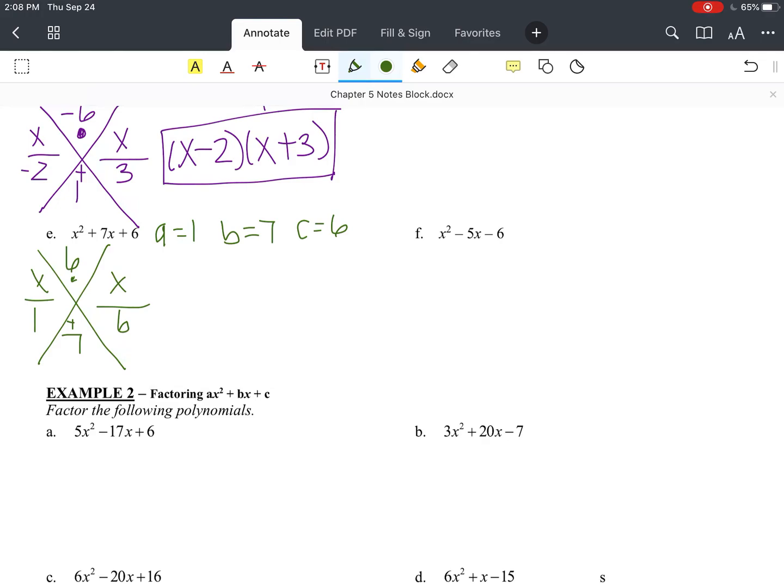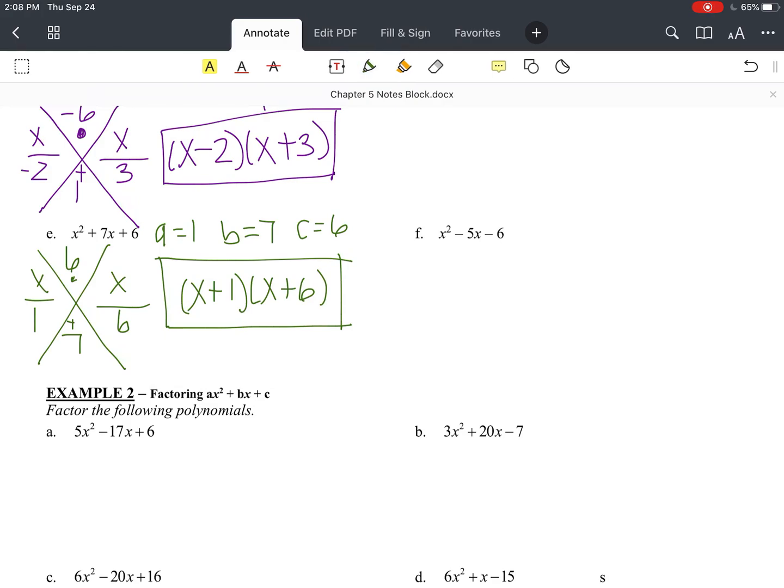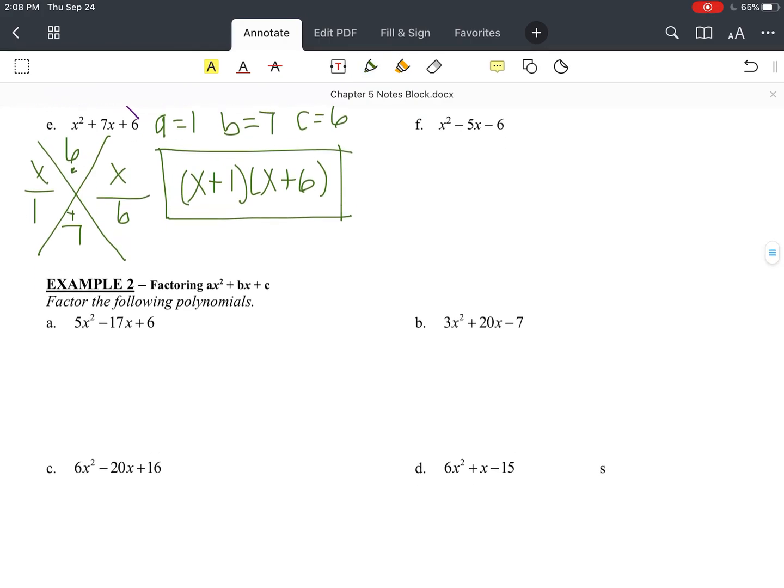Again, your fractions are not going to simplify because they have 1 in the numerator. So x over 1 is going to become x plus 1, and x over 6 is going to become x plus 6. And then that's your factored form. If you redistribute, you're going to get x squared plus 7x plus 6. So that's when a is 1.